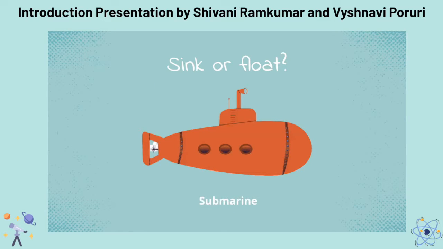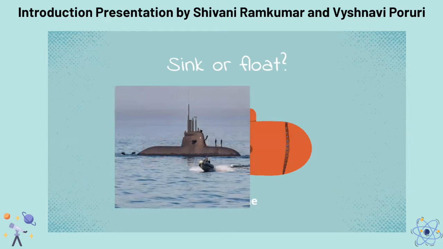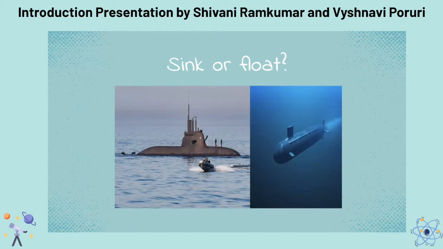Okay, final question. How about submarines? Well, let's take a look at some pictures. So here we have a picture of a submarine floating in water. But this next picture shows that the submarine is sinking. So it can sink and float. But why? What mechanisms allow for submarines to sink and float?